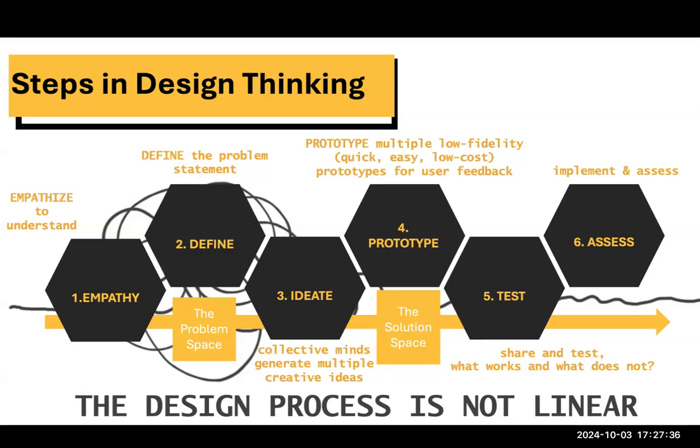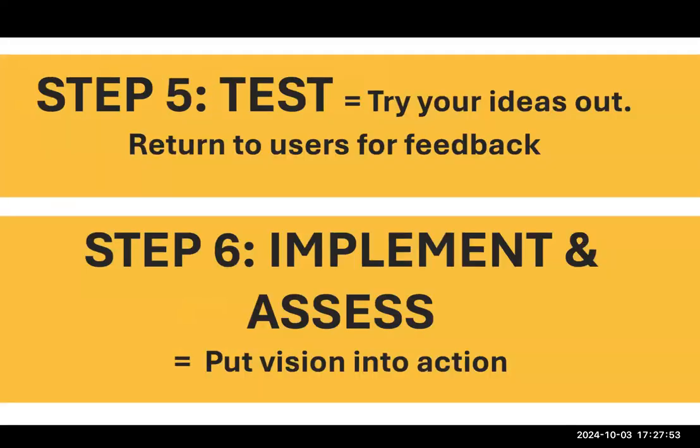You actually want to improve it, and you want truly honest feedback, and you want this feedback now so that you can adjust and pivot and make the changes that need to be made so that you develop a product that's truly worthy. And then, of course, step 6 is about implementing and assessing. So step 5, trying your ideas out, returning to users for feedback, getting that feedback and using that feedback to change and to adapt and to improve your product or service or system. Whereas step 6 is very much putting that vision into action. It's really making change happen and finally seeing all your hard work come to fruition.